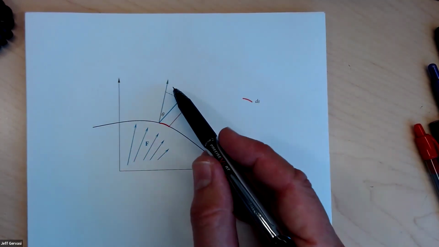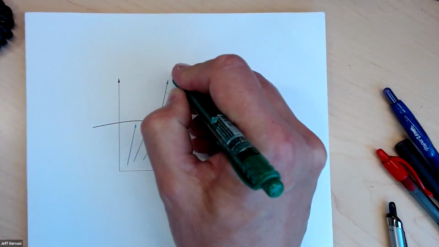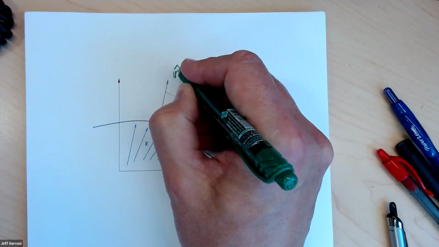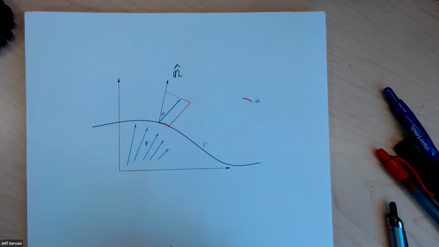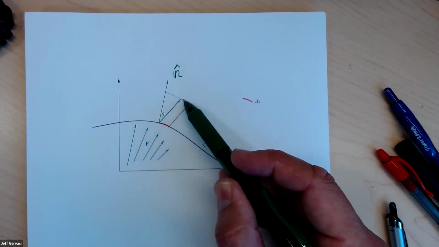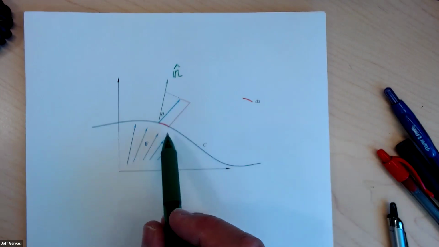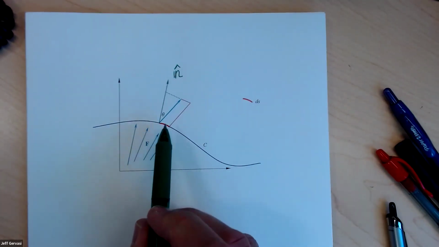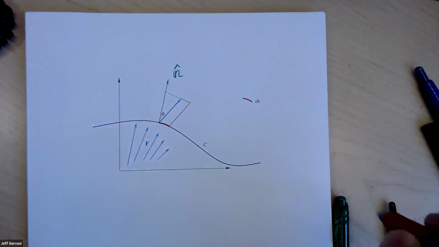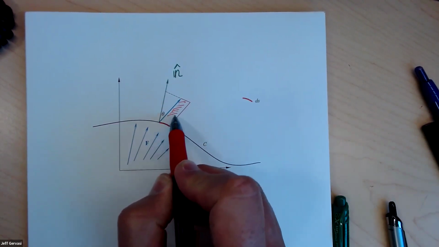Notice the green vector here. Remember that one? That was the unit normal vector to the curve. Also notice I have a blue vector. Here's one of the field vectors that actually emanates from the curve. And we say that the amount of fluid that crosses that little arc is approximately equal to the area of this parallelogram.